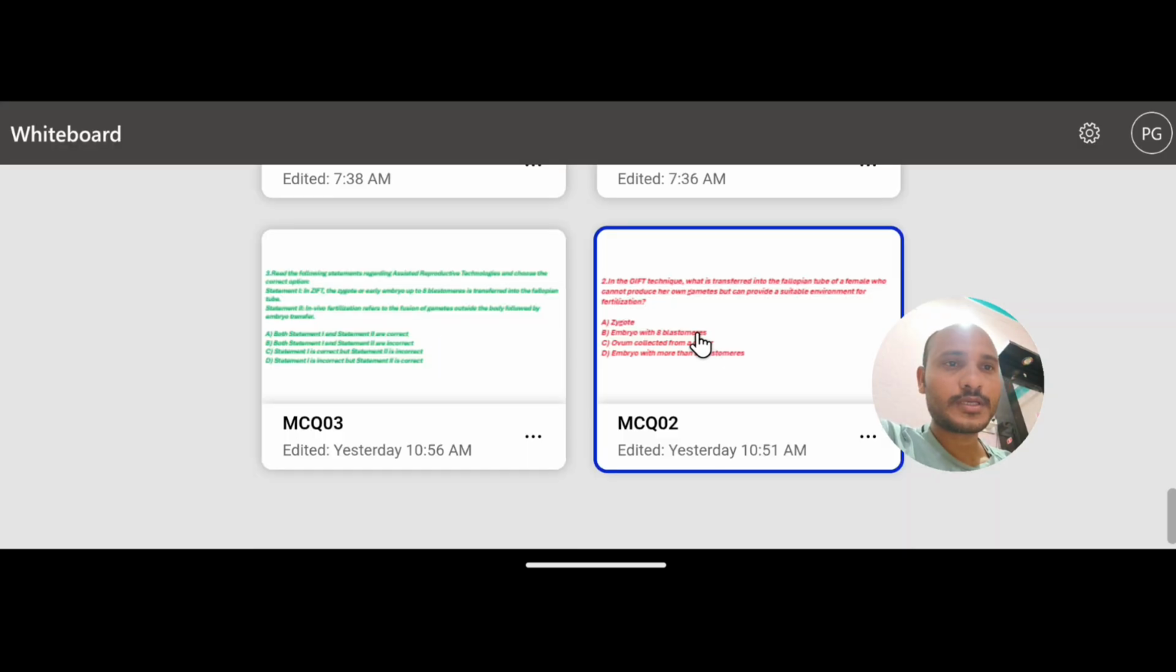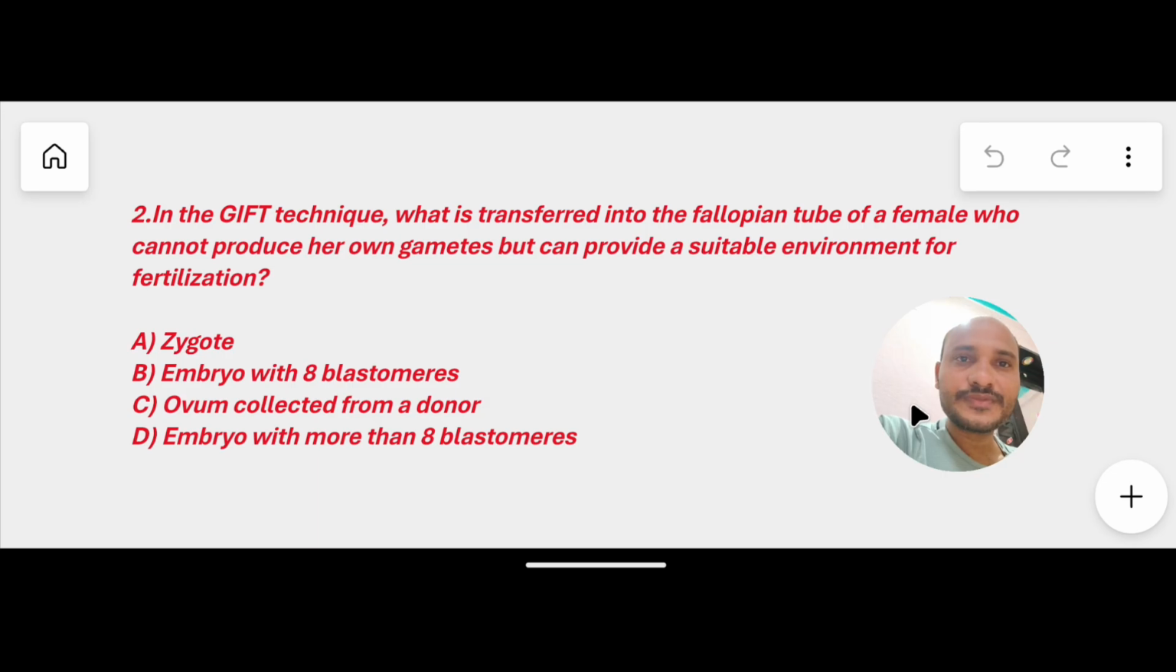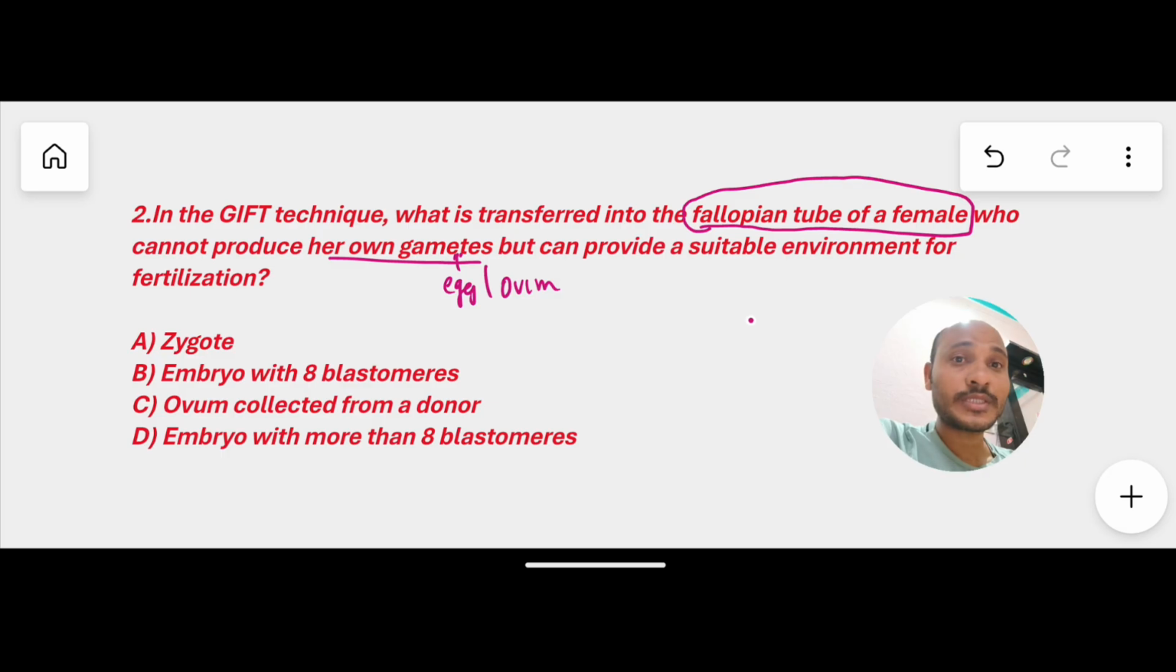And one more MCQ, here MCQ 2. In the GIFT technique, what is transferred into the fallopian tube of a female? Already we discussed that GIFT is designed specifically for females. So what is transferred into the fallopian tube of a female who cannot produce her own gametes, but can provide a suitable environment for fertilization? The female gamete is egg or ovum. So which one is it? Zygote, embryo with 8 blastomeres, ovum collected from a donor, or embryo with more than 8 blastomeres. So read these four options and drop your answer in the comment box. Don't forget to drop your answer in the comment box.